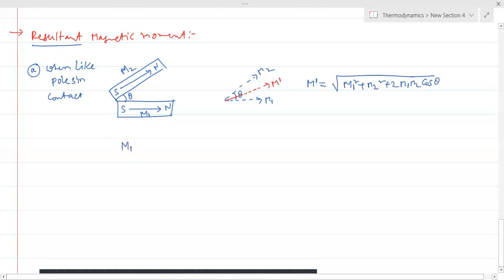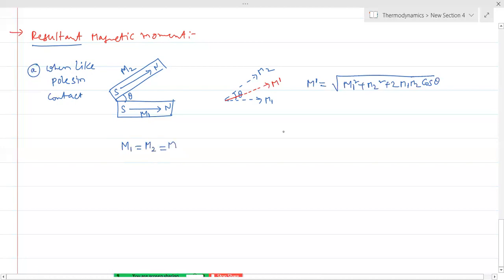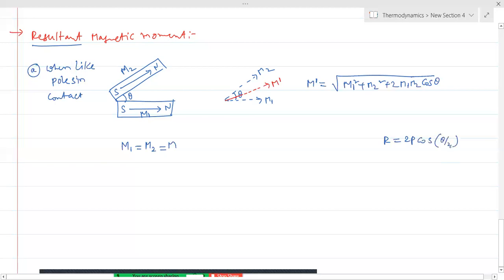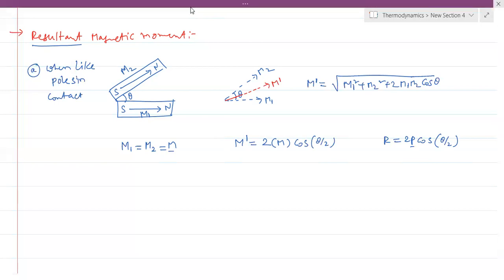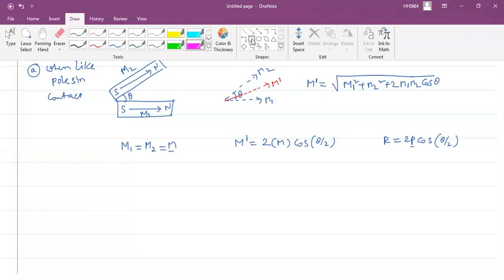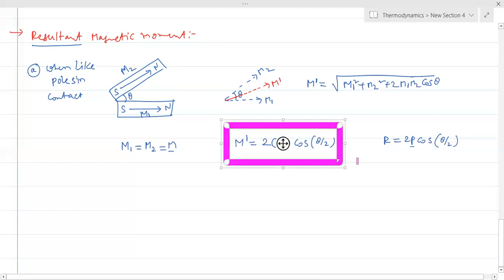Suppose in the same question M1 is equivalent to M2, given as M. So this will be treated as addition of equal vectors. We have a shortcut for the addition of equal vectors: R equal to 2P cos(theta/2). Similarly, we will get M dash equivalent to 2 into M, where P means one of the vectors, that is M, so 2M cos(theta/2). So this is one of the important expressions we need: M dash equivalent to 2M cos(theta/2).